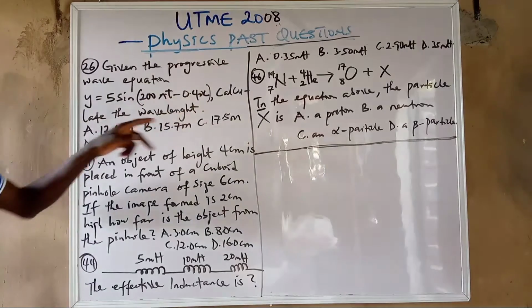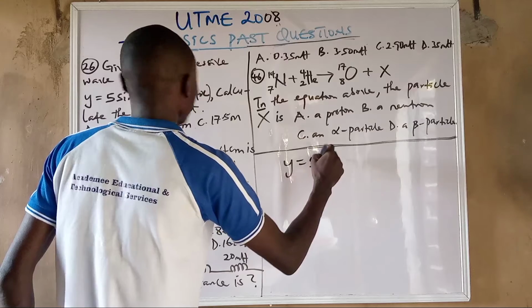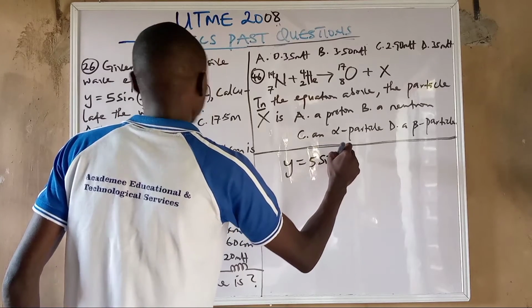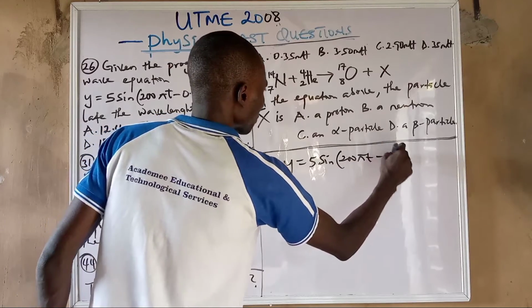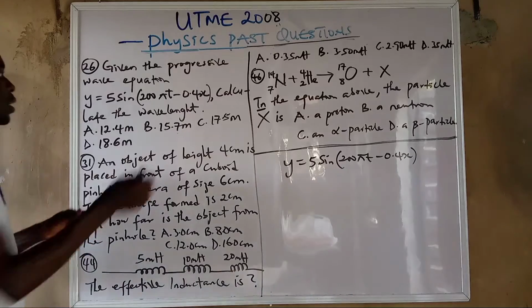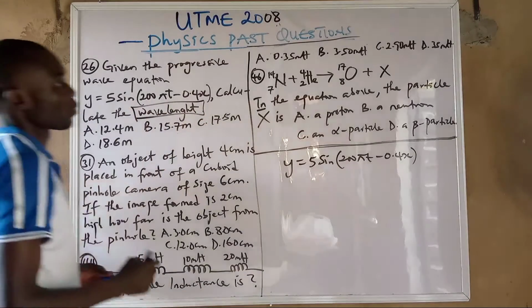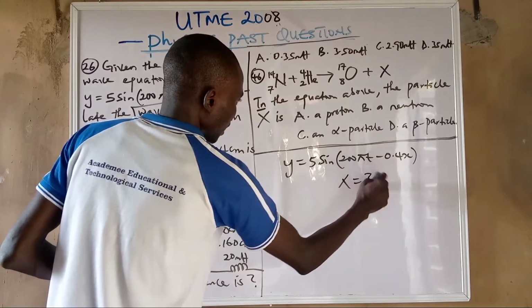We are given this general wave equation. We are given that y equals 5 sine (200t minus 0.4x). Good. We are now asked to calculate the wavelength. The symbol of wavelength is lambda. We are asked to find the lambda.